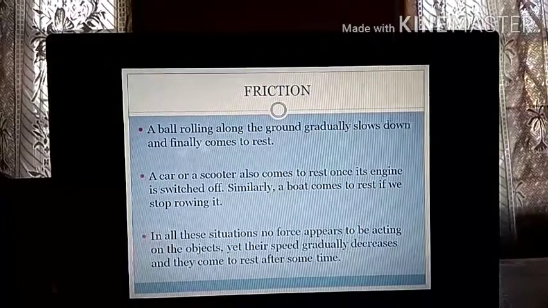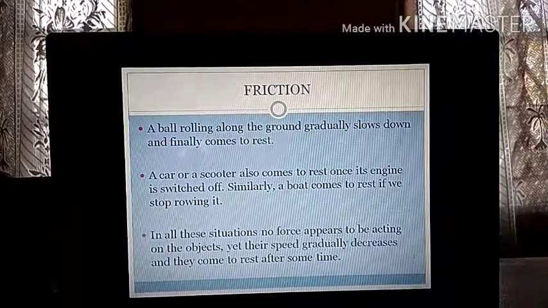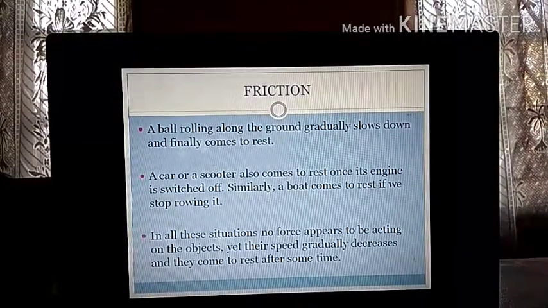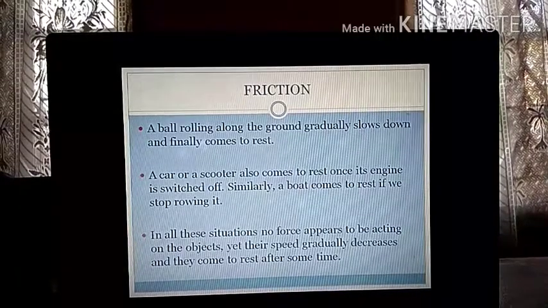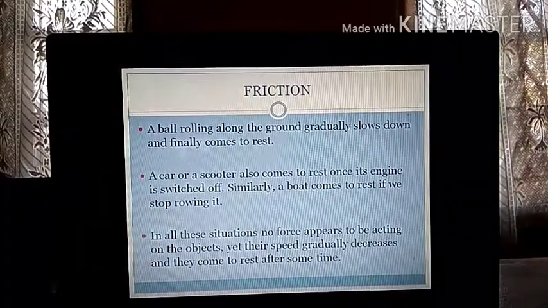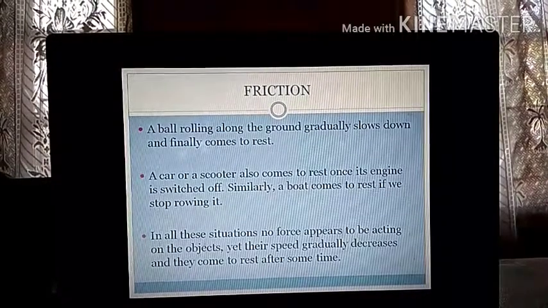Suppose a ball is rolling on the ground. You don't do anything to the ball. I'm not saying you go and touch the ball or make the ball stop. You just observe the ball. What will happen after some time to the ball? Automatically it will come to rest.